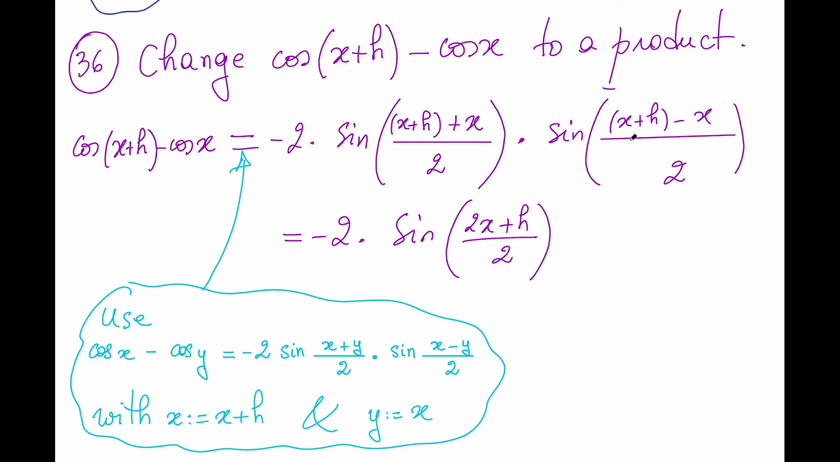And how about this guy? This is sine acting on x plus h minus x. Well, x minus x is 0. They cancel each other. So this and this are gone. And I have h upstairs and 2 downstairs. So h over 2. Okay.